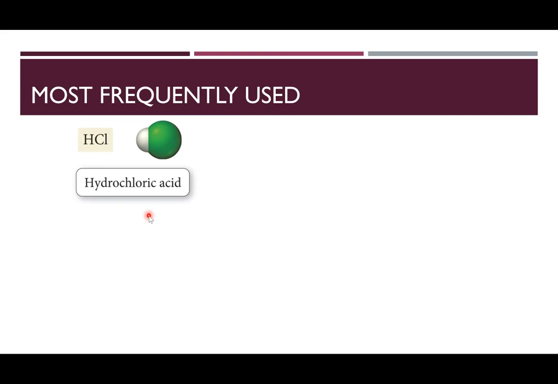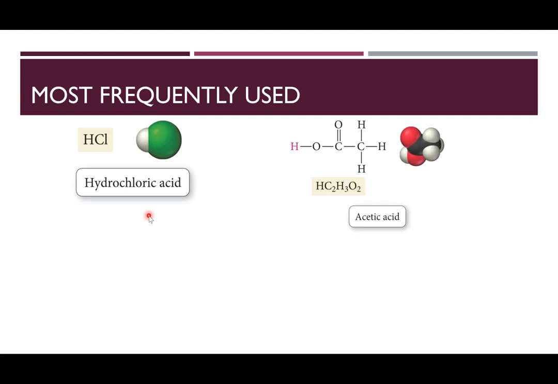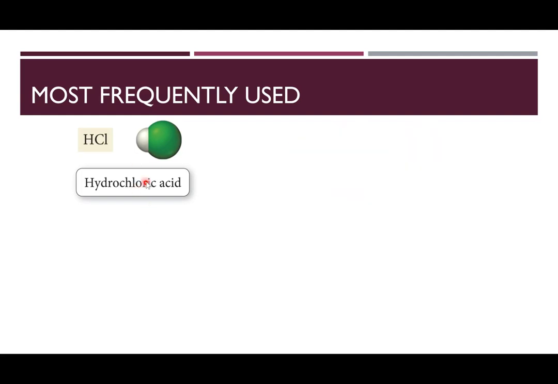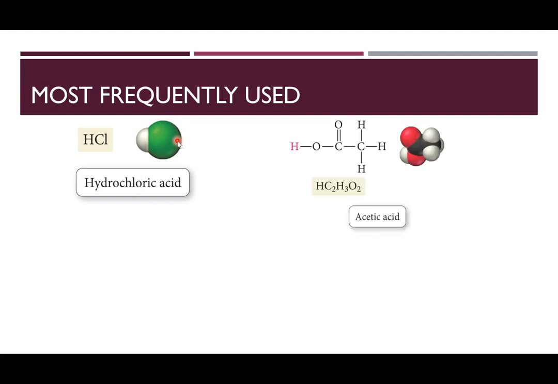So most frequently used, these are going to be ones that you're going to need to get to know and get comfortable with. We'll certainly use more than just these, but these are some of the poster children for acids. So hydrochloric acid, HCl, you'll see that one a lot. Here we have acetic acid. Here's our acetate ion, C2H3O2 attached to 1 hydrogen. Again, we like to use this one a lot in the lab because it's essentially vinegar. So it's pretty easy to work with.